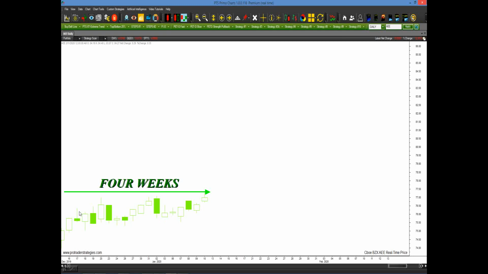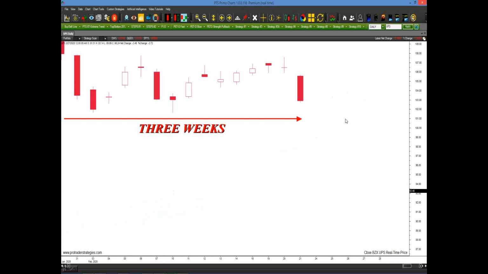And because of this, it may give you 3 to 4 weeks of sideways movement prior to the big move happening. You see, all the bars were green for 4 weeks prior to that big move taking off. And it works to the downside as well. All the bars have been colored red for 3 weeks prior to the move happening, okay?